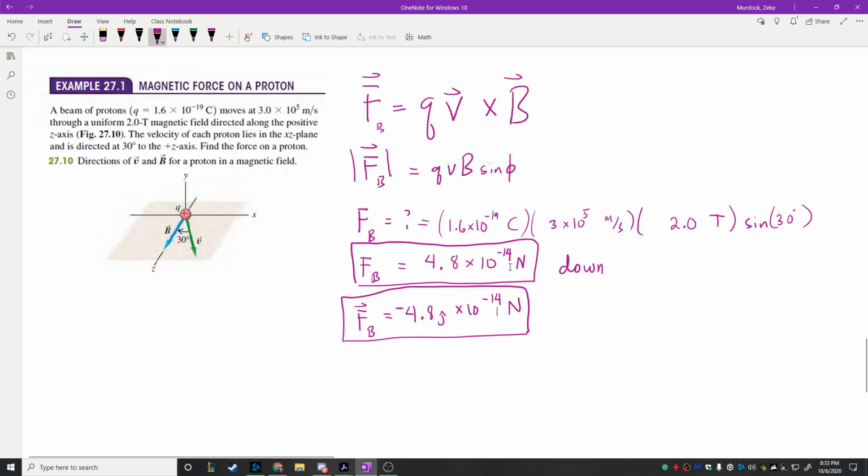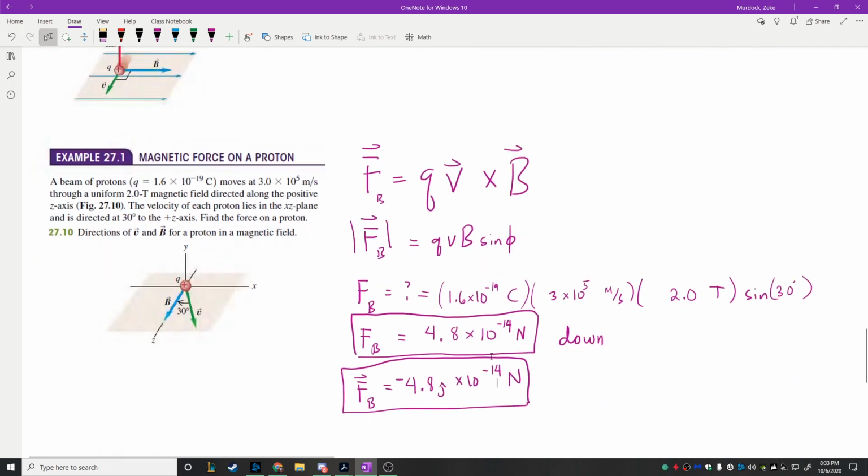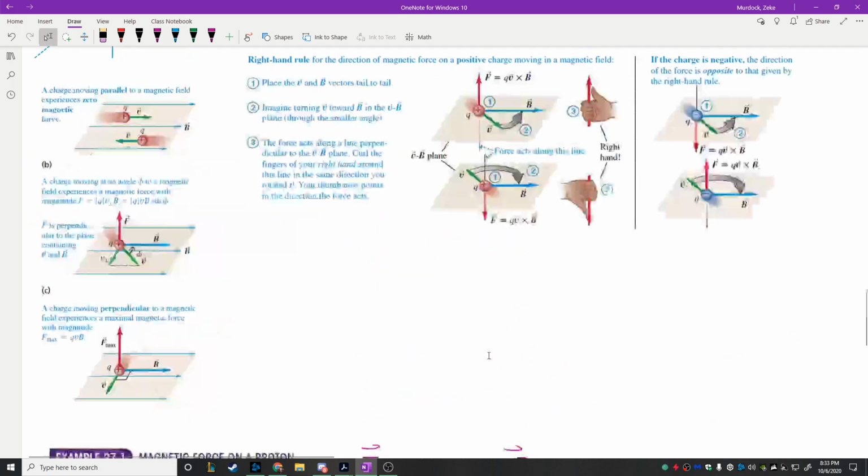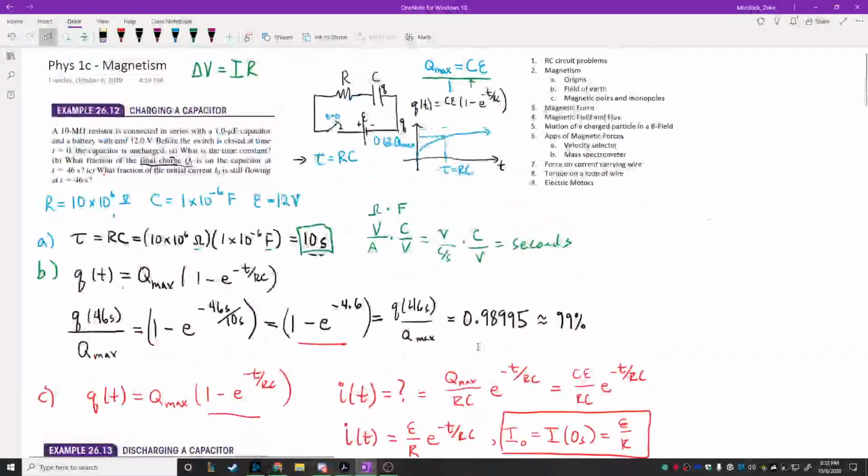All right, so that's pretty straightforward, right? So, next thing we want to do is talk about the motion of a charged particle. Oh, we want to do magnetic field and flux first. We've already talked about magnetic field, but we can talk about flux real quick.